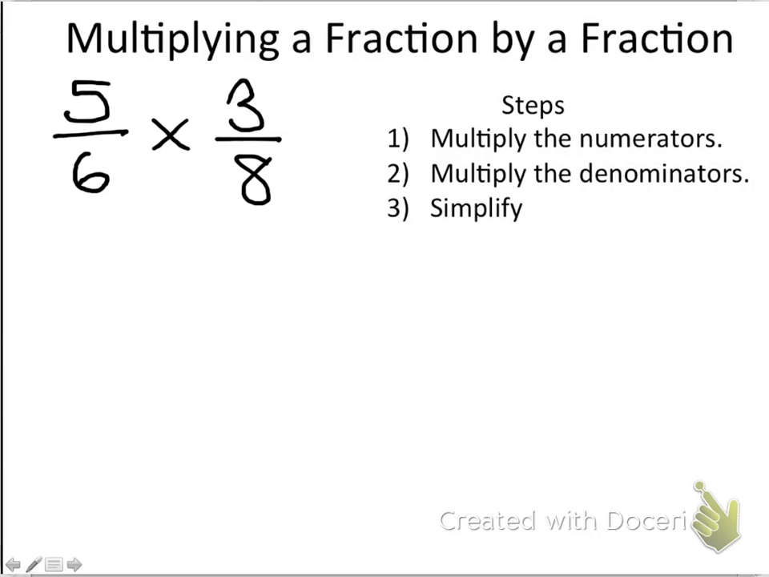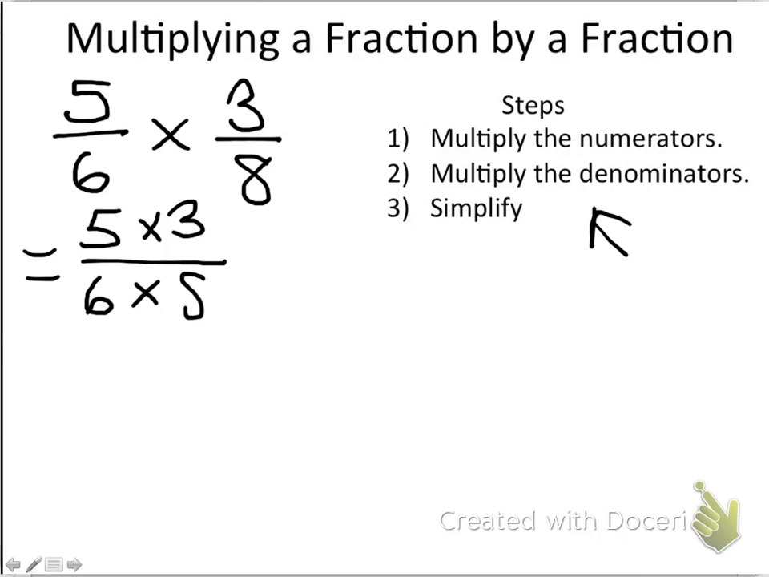I'm going to do another example of multiplying a fraction by a fraction. Here are the same steps written out as on the first page. So we multiply the numerators. Let's do 5 times 3 over 6 times 8. Multiply the numerators and multiply the denominators. 5 times 3 equals 15. 6 times 8 is 48.